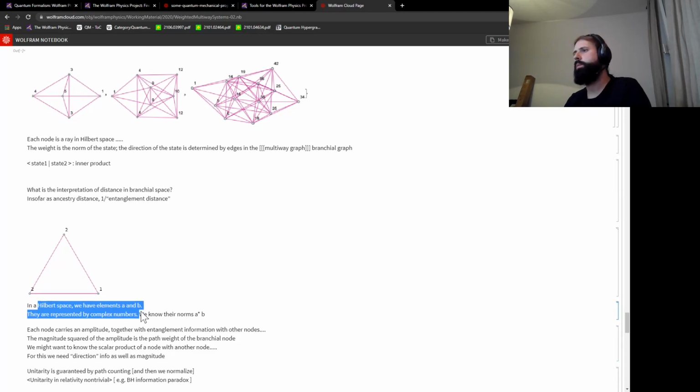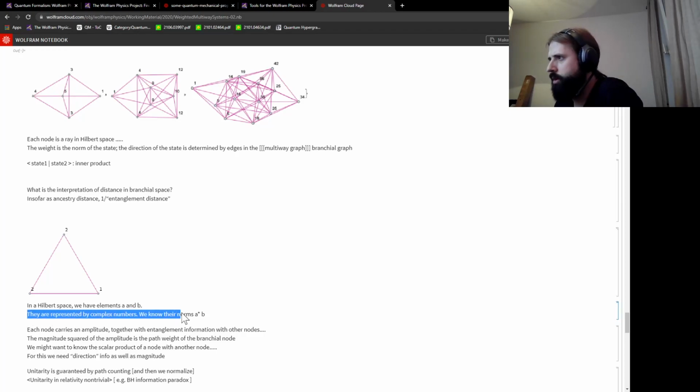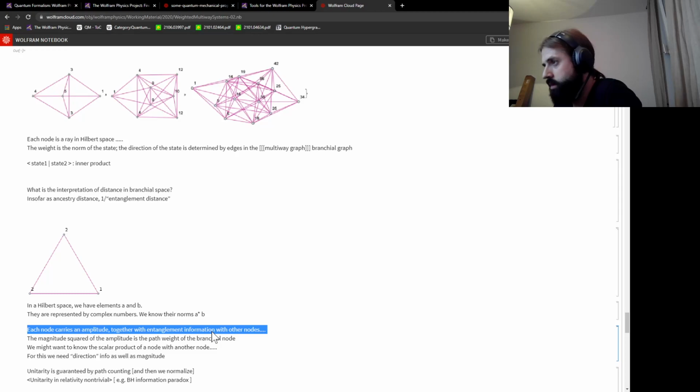In the Hilbert space, we have elements A and B. They are represented by complex numbers. We know their norms. Each node carries an amplitude, together with entanglement information with other nodes. The magnitude squared of the amplitude is the path weight of the branchial node. We might want to know the scalar product of a node with another node. For this, we need direction info as well as magnitude.